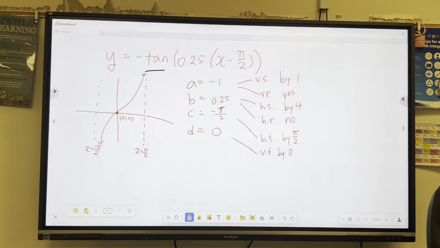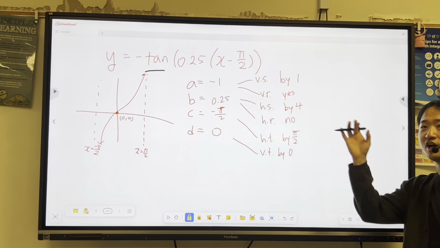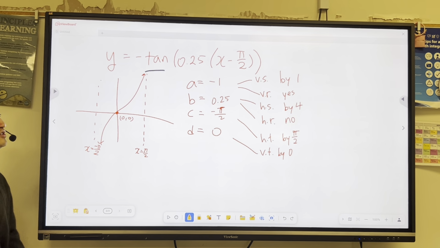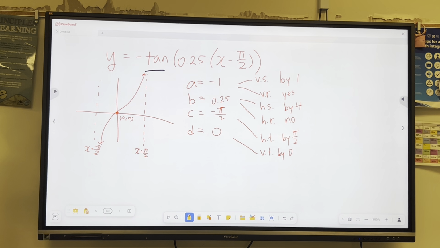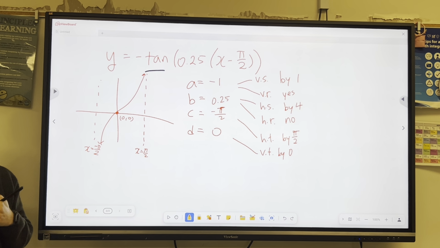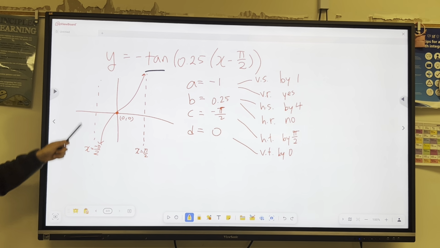So let's do it one by one. This time I'll try to do multiple things at once, okay? So my first step is to say, hey, I need to do the vertical stretch by 1, and I need to do vertical reflection. Combined, it means my y coordinates are multiplied by -1. Okay. So starting off with the vertical asymptote.